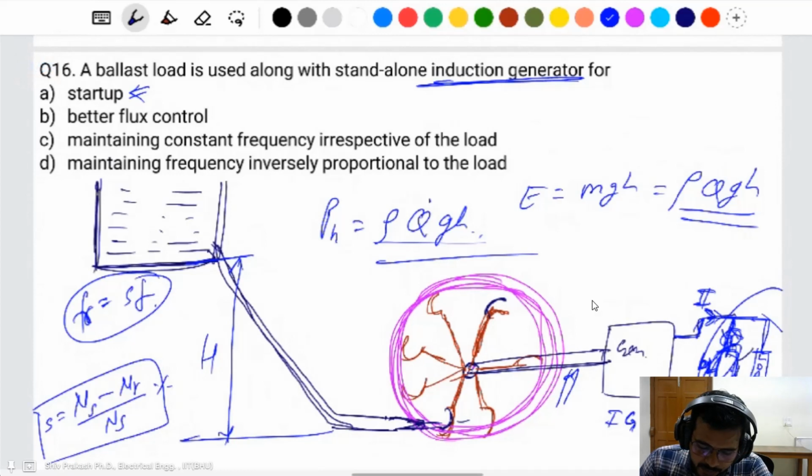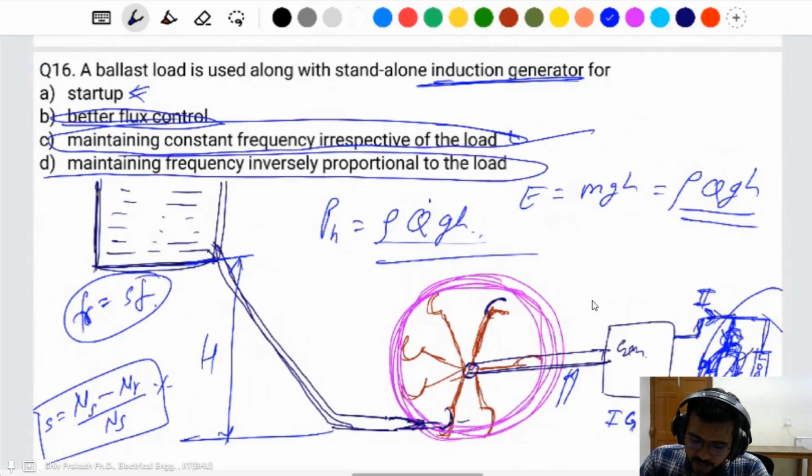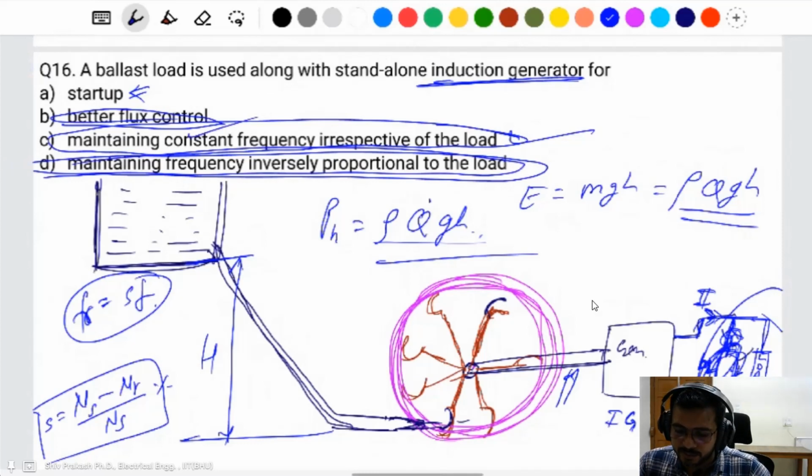Flux control? No, there is no controlling of flux here, because flux is controlled by reactive power only, but this is active power, not reactive power. Maintaining the constant frequency irrespective of the load: yes. Maintaining the frequency inversely proportional to the load: no. Frequency will be constant, it will never vary. That's why this option is correct.